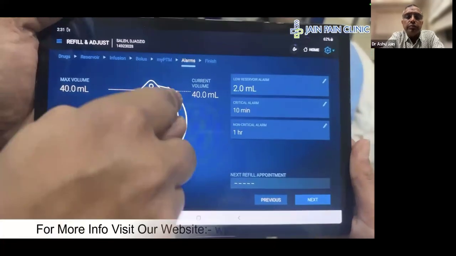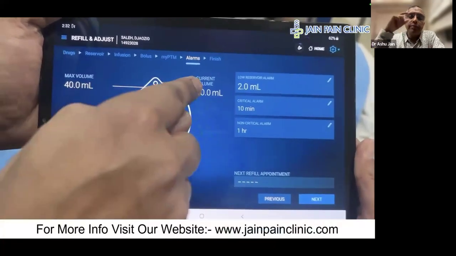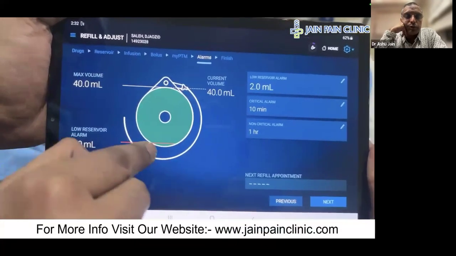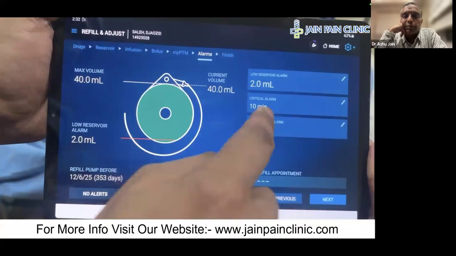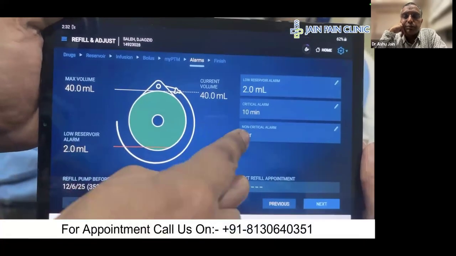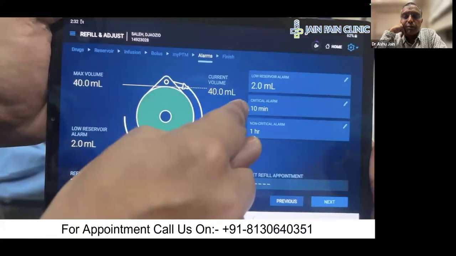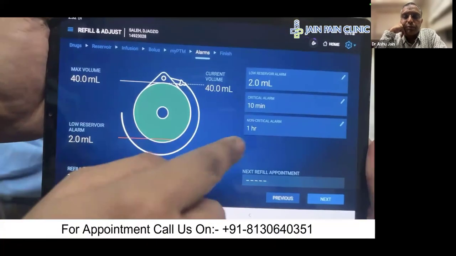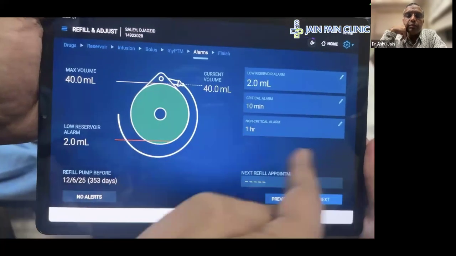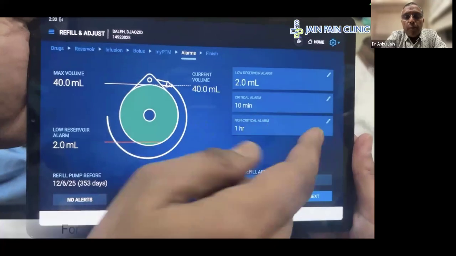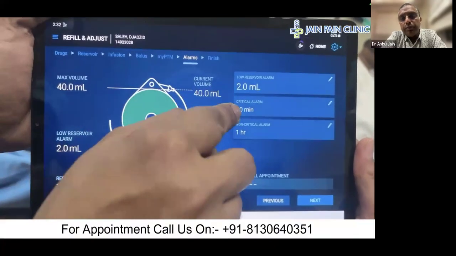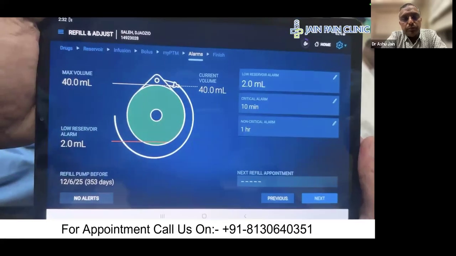We have filled the pump with 40 ml, and when the pump reaches 2 ml, it will give the alarm every 10 minutes. And once it goes below 2 ml, it will give the critical alarm every 10 minutes. Before 2 ml, when it comes near to 2 ml, it will give a non-critical alarm every 1 hour. But when it goes down below 2 ml, then it will give a critical alarm every 10 minutes.